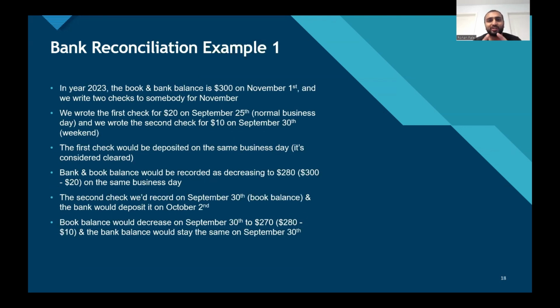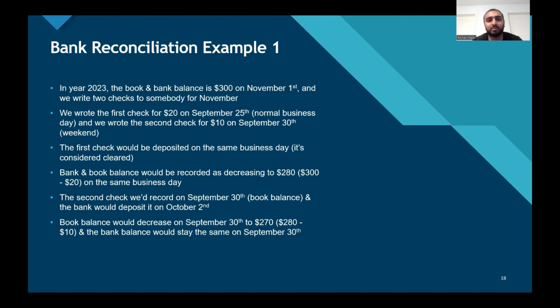So let's go over a simple example. In the year 2023, the bank and the book balance is $300 on November 1st. And we write two checks to somebody for November. We wrote the first check for $20 on September 25th, which is a normal business day. And we wrote the second check for $10 on September 30th, which is the weekend, right?